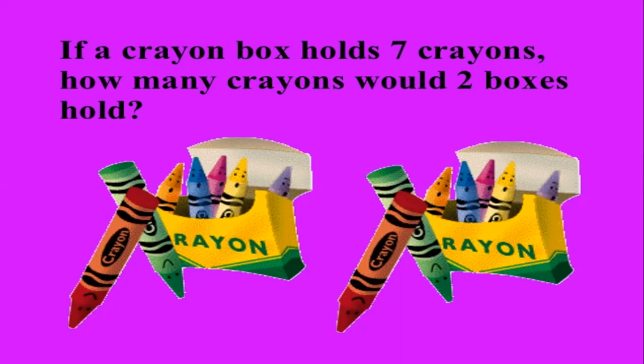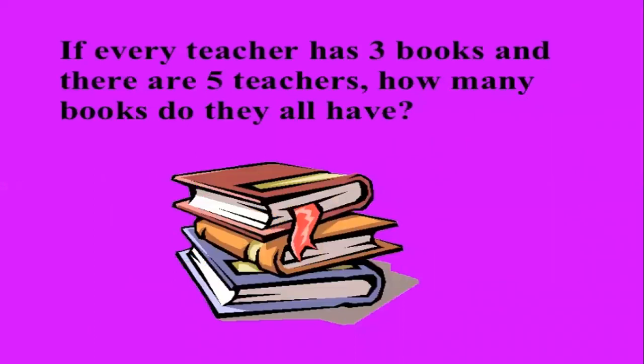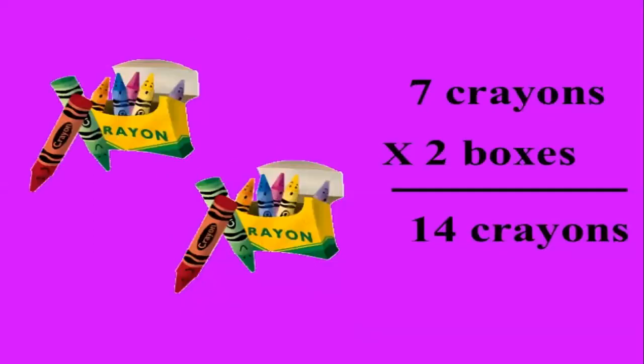So when something is increasing, you can multiply. It means we are going to multiply the number of crayons with the number of boxes. We have 7 crayons in one box, and if we have 2 boxes, then we will have 14 crayons. How can we find the answer? Simply by multiplication.